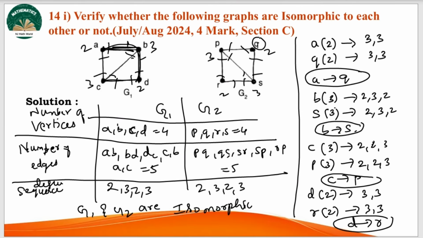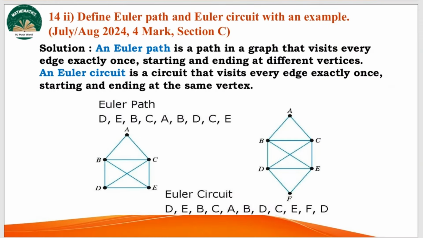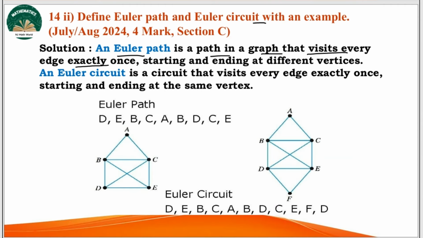Now moving on to the next one: define an Euler path and Euler circuit with an example. An Euler path is a path in a graph that visits every edge exactly once, starting and ending at different vertices. Then what is an Euler circuit? An Euler circuit visits every edge exactly once, with the starting and ending point at the same vertex.